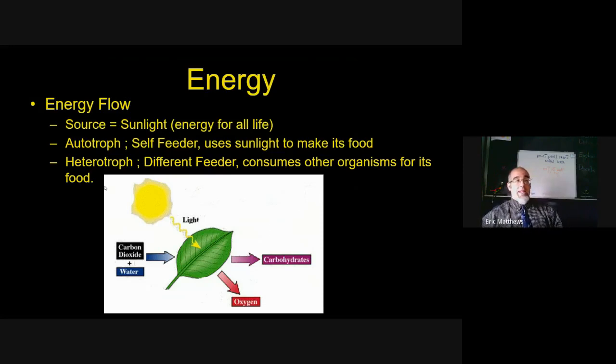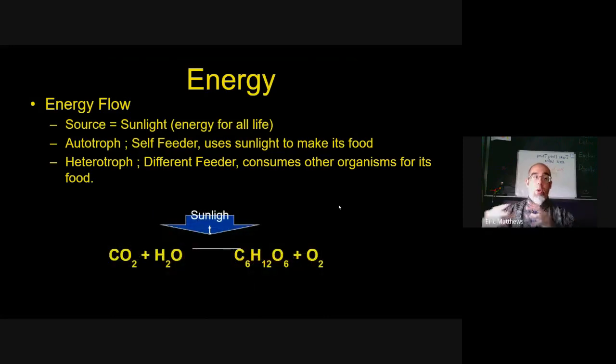That is then eaten by the heterotrophs because we can't make our own food. We must get our sugar, we must get our supplies by consuming the body of something else. At this point, all of you will need to memorize this equation. CO2 plus H2O with sunlight makes C6H12O6 and O2. So carbon dioxide plus water with sunlight makes sugar and oxygen.